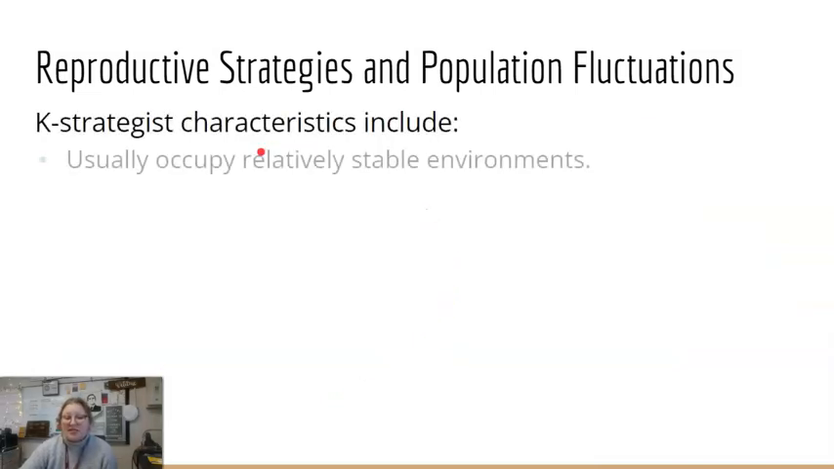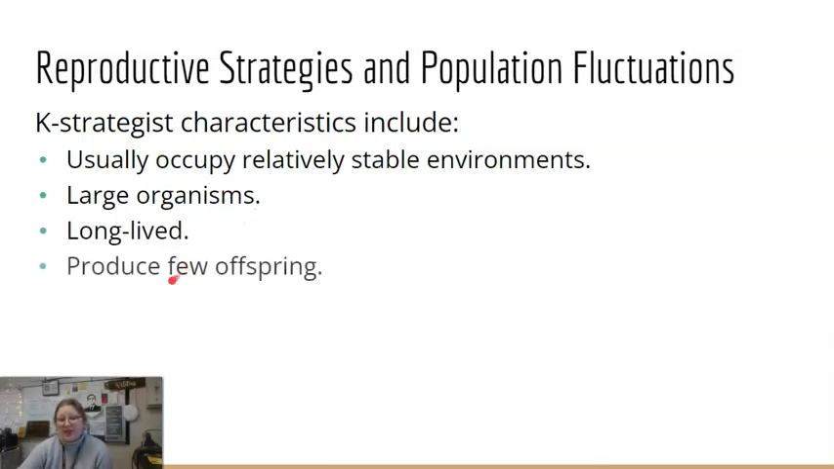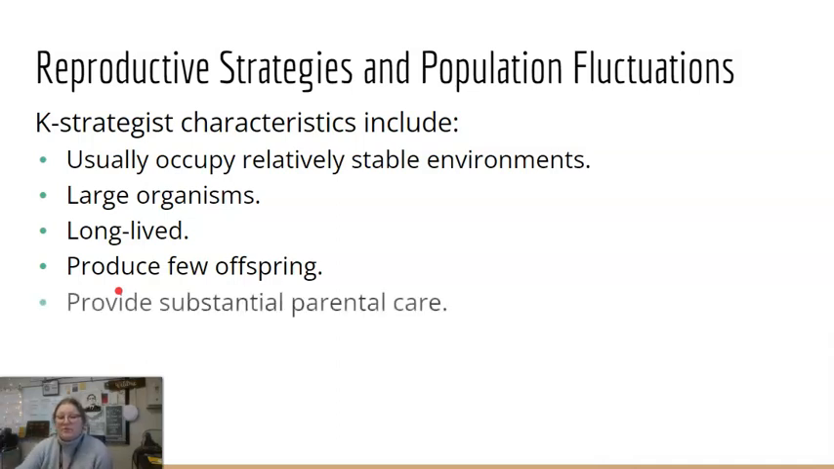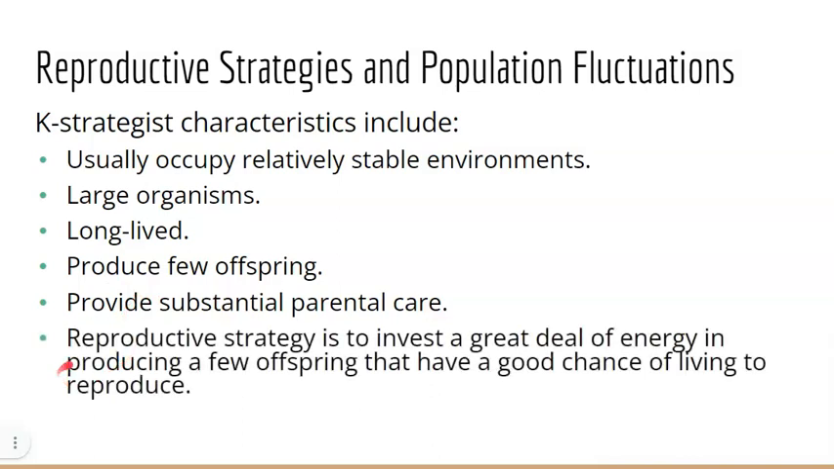So for K strategists, they usually occupy relatively stable environments. There's not a lot of change happening. They tend to be larger organisms. They live longer than most R strategists. They produce a few offspring comparatively. They provide substantial parental care. They're not just popping out a new baby and then it's on its own. And the reproductive strategy is to invest a great deal of energy into producing few offspring that have a good chance of living to reproduce.